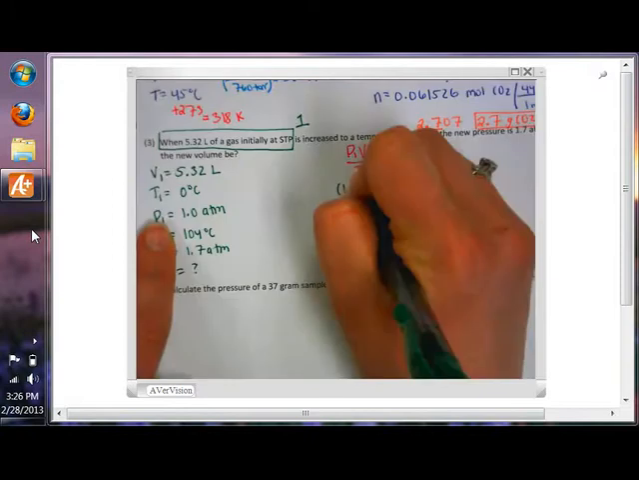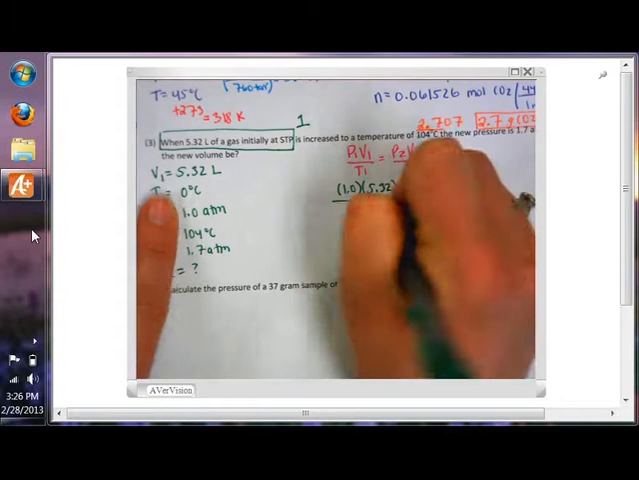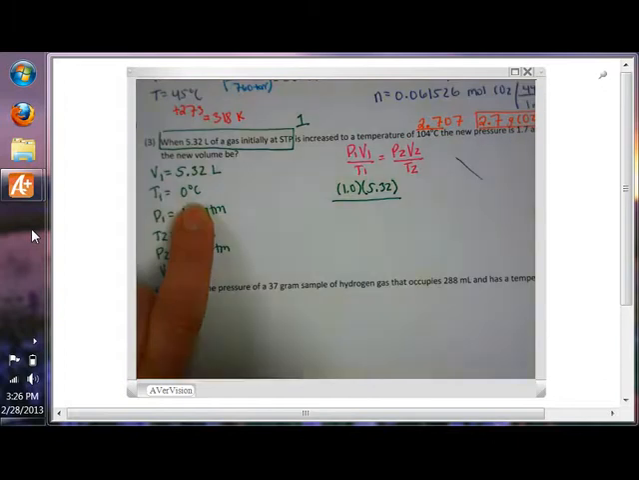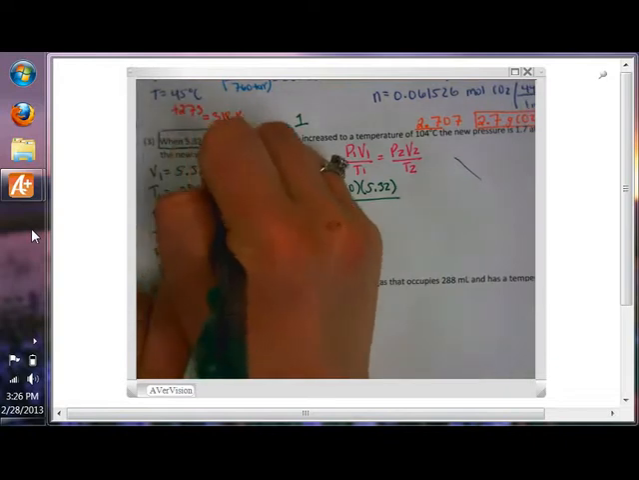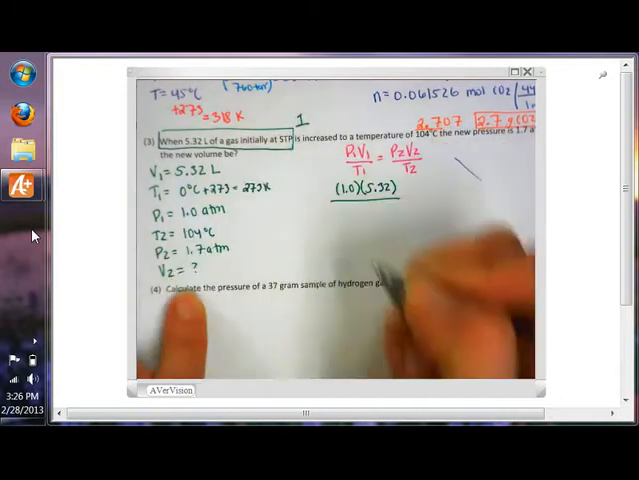All of your temperatures, regardless of the equation, need to be in Kelvin. So I add 273 to this. That gives me 273 Kelvin. And I need to add 273 to this guy. And that gives me 377 Kelvin.